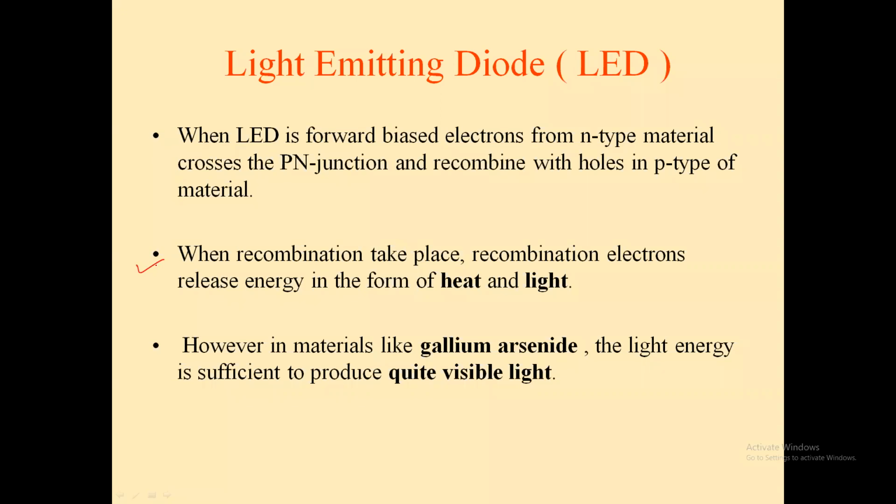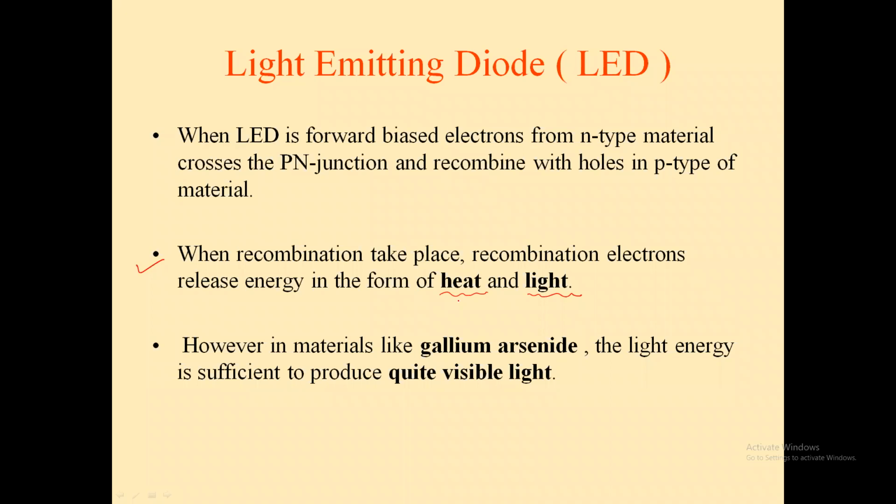What is the difference here? When the ordinary PN junction diode is connected in forward bias, due to the movement of holes and electrons, heat energy is produced in the ordinary PN junction diode. But as you know, in the LED, three different materials are used, and due to that, when the LED is connected in forward bias, due to the movement of electrons and holes, the energy is released in the form of heat and in the form of visible light. This is the basic difference.